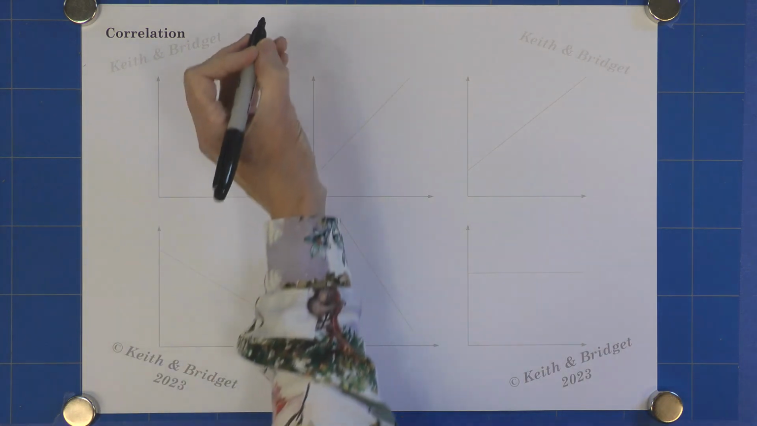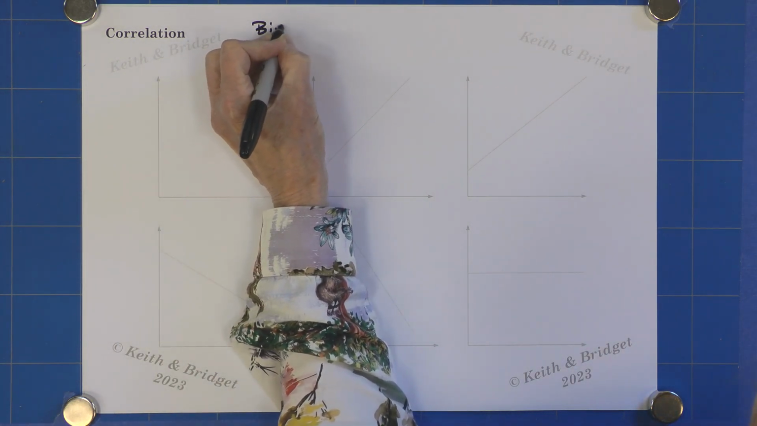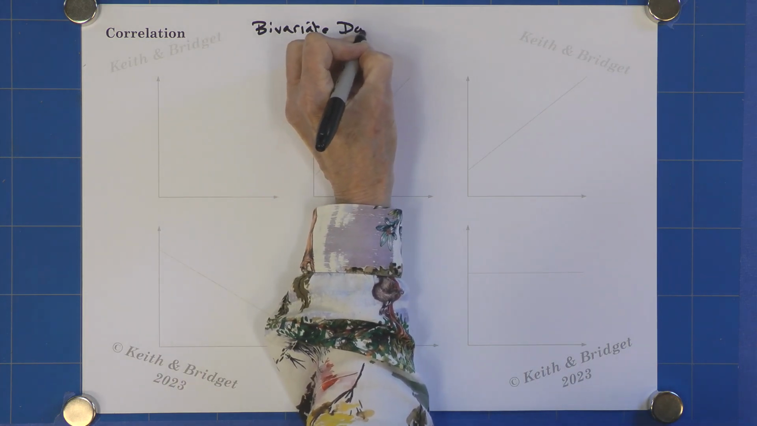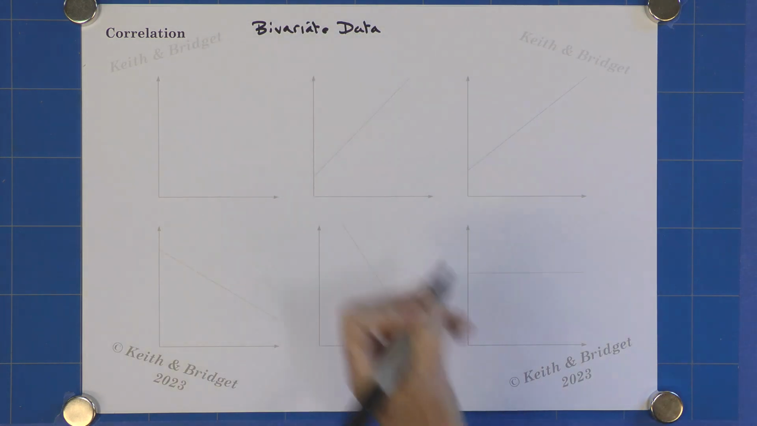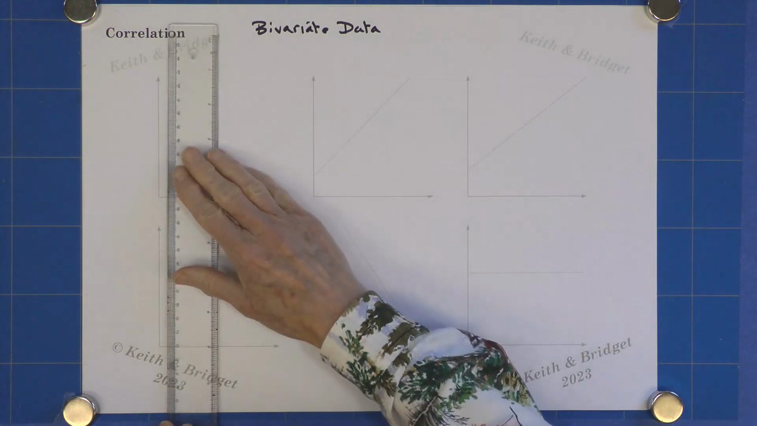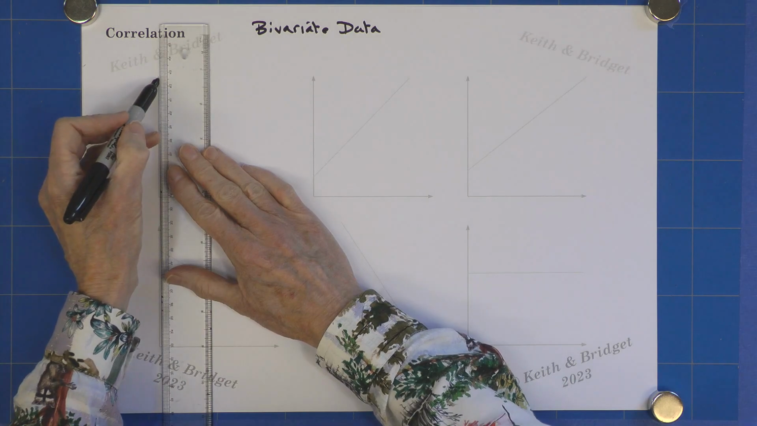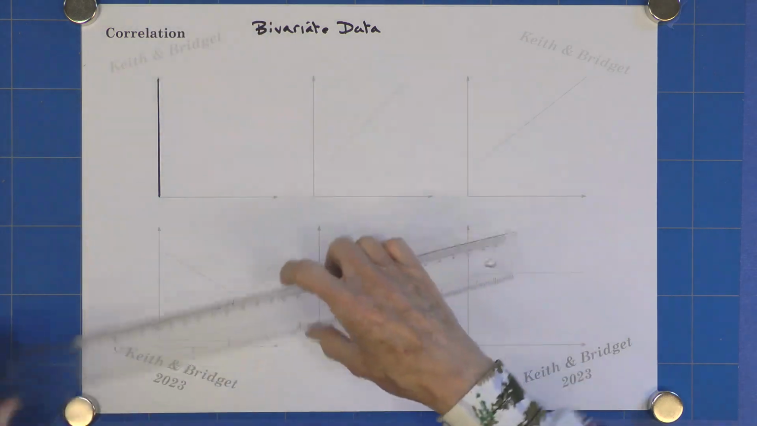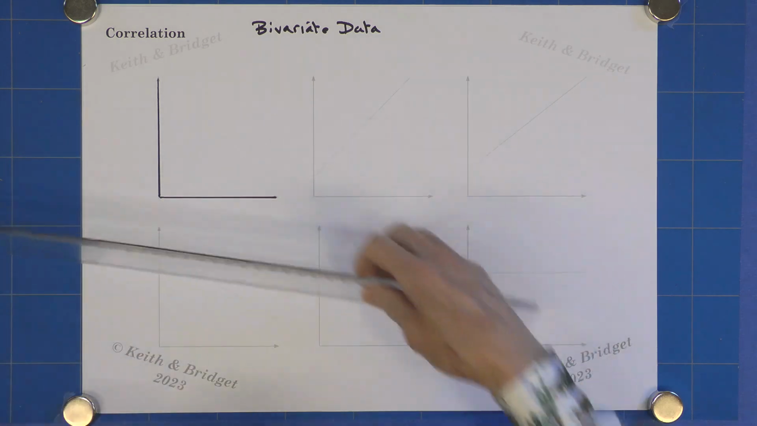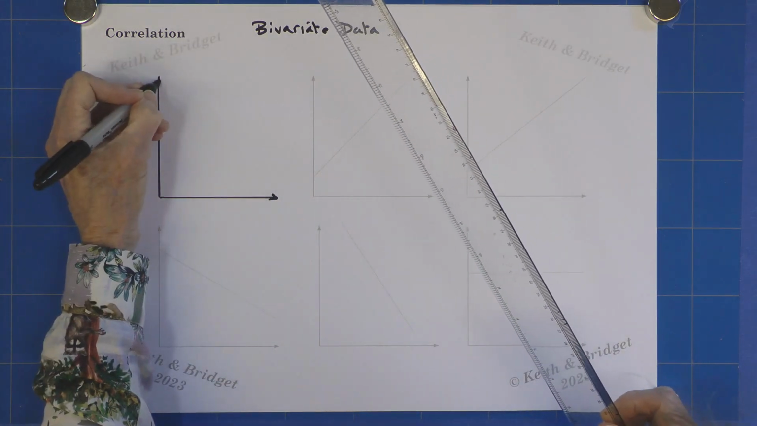All right. So we're looking at what we call bivariate data. So each point has two variables. And we can represent them graphically with what we call a scatter graph, or a scatter plot. So we'll have one variable along there and one there.